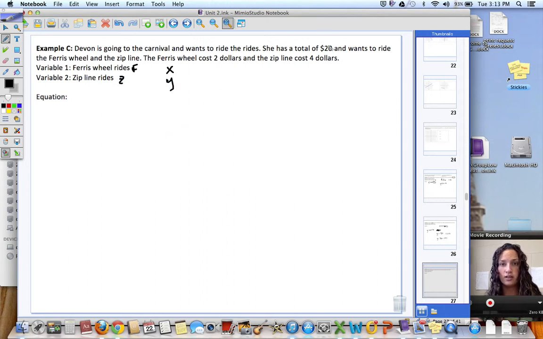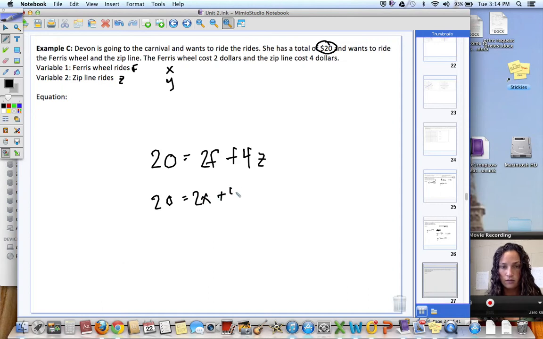So I'm starting with $20. I have $20. With that $20, I can spend $2 to ride the Ferris wheel, or I can spend $4 to ride the zip line. So then it would be 20 equals 2x plus 4y, because I made my Ferris wheel my x, my zip line my y. And then we could solve for x and y if we wanted to.